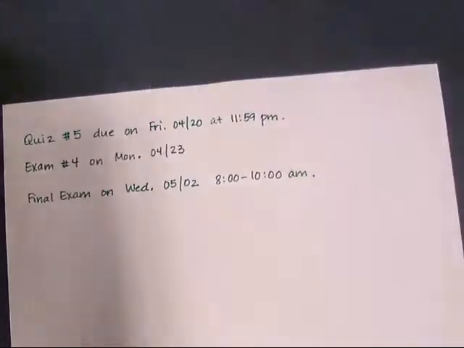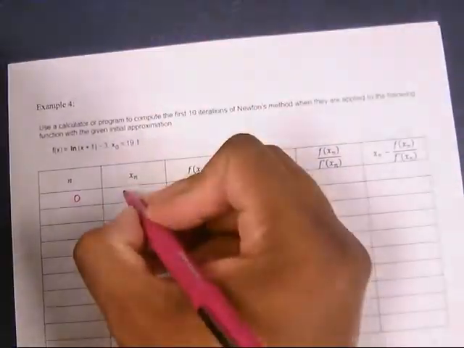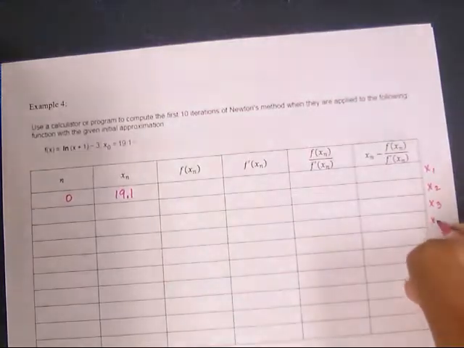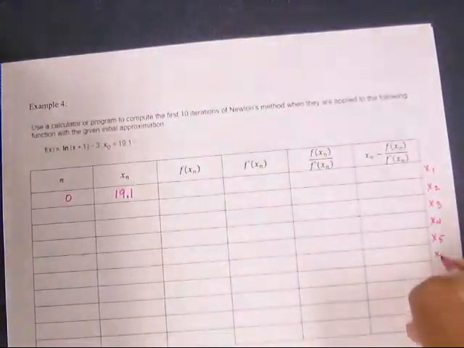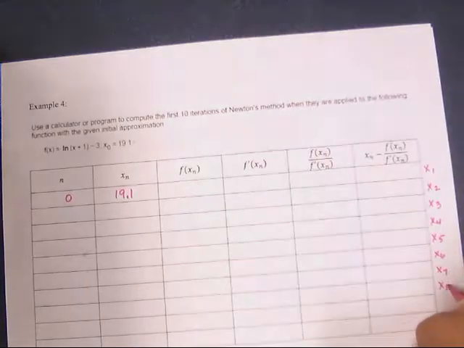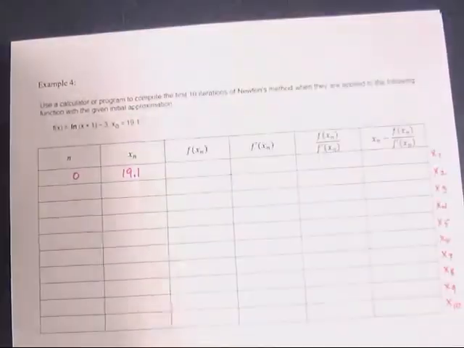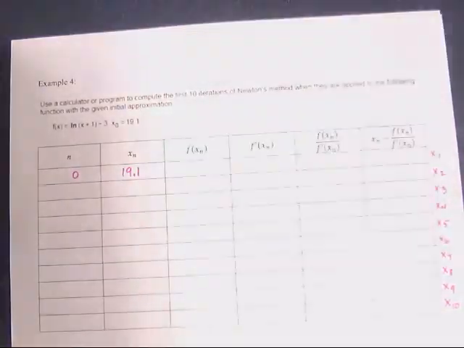Okay, here's one more of these. Let's try ln of x plus 1 and then minus 3. And our initial approximation will be x sub 0 equal to 19.1. So that's x sub 0 here. So we need x sub 1, x sub 2, x sub 3, x sub 4, x sub 5, x sub 6, x sub 7, x sub 8, all the way to x sub 10.